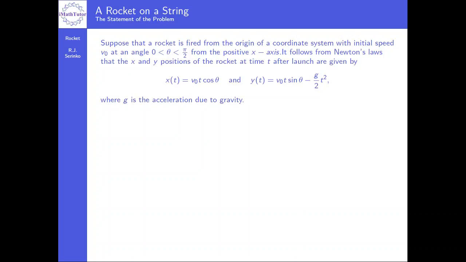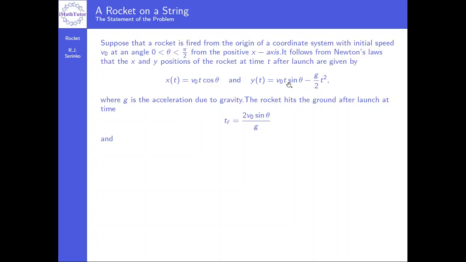It follows from Newton's law that the x and y position of the rocket at a time t after launch are given by x of t equals v0 t cosine theta and y of t equals v0 t sine theta minus g over 2 t squared. Here g is the acceleration due to gravity. Now, the rocket hits the ground after launch. Notice we'll get this by setting y of t equal to 0.